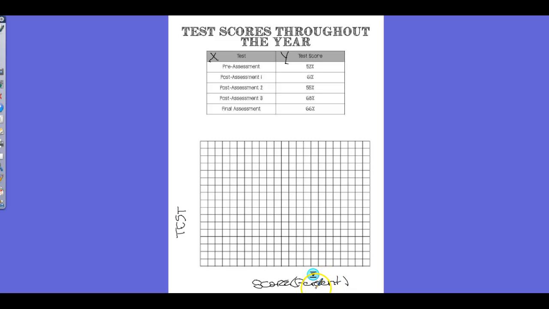Okay, so we have 1, 2, and 3 completed. 4 is to determine the variable range. So it looks like the highest score is 68, and the lowest score is 52. So the difference between that is 16. And I'm going to say there's 16 spaces. All right, so we've got to go up by ones. So again, we're going to put a little break because we do not start at 0.